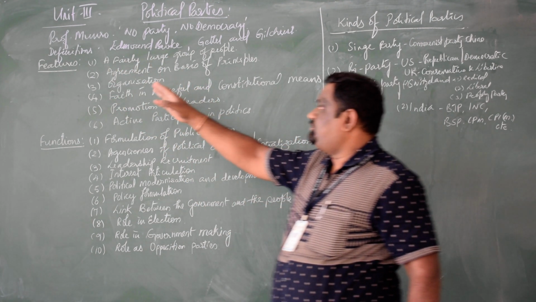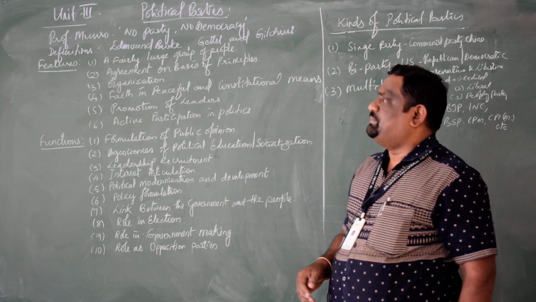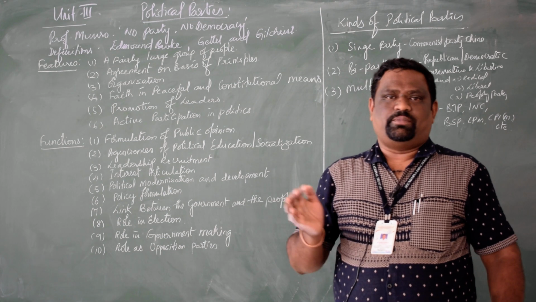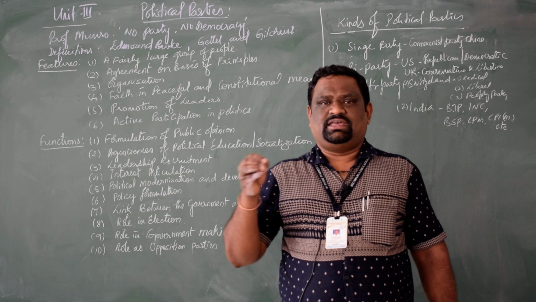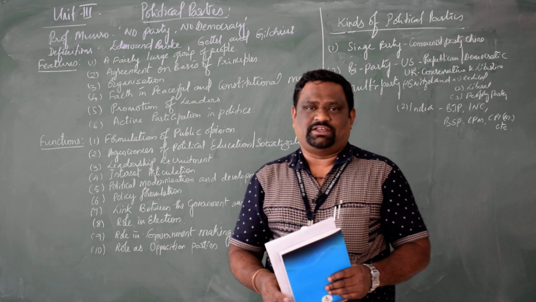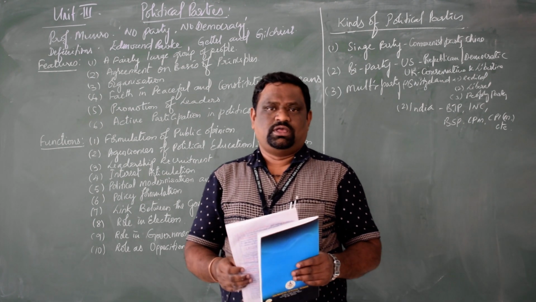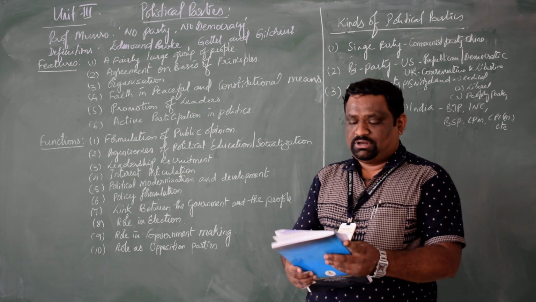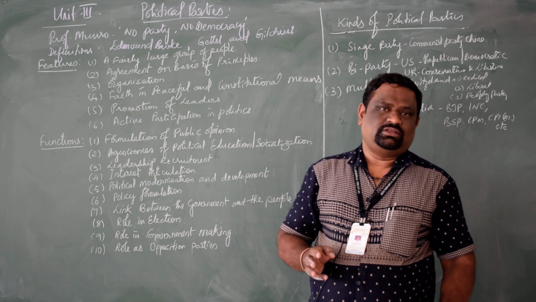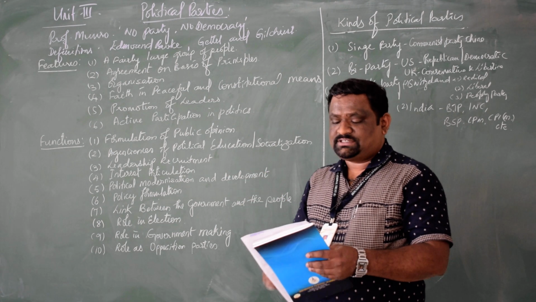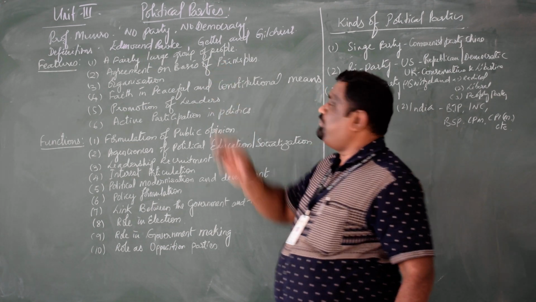Number one, a fairly large group of people. Yes, political party itself gives the meaning, it's a combination of a group of people where they believe in one particular ideology. Yes, what is ideology? Ideology is a view, or it's an idea of a person or group of people where they can think about their society and welfare. Coming to the second one, that is agreement on basis of principles.